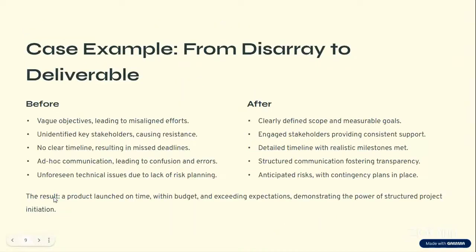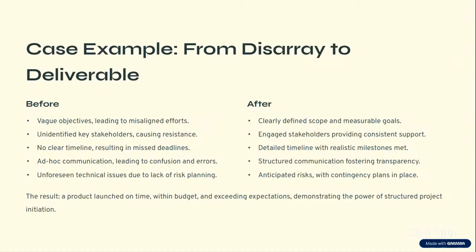Then for a case example, we'll look at a project that doesn't implement proper initiation phase versus a project that does implement proper initiation phase. So first of all, in a project where your initiation phase isn't well structured, isn't well done, you get to see that there are vague objectives leading to misaligned efforts, unidentified key stakeholders, which causes resistance in the future, no clear timelines resulting in missed deadlines, ad hoc communications leading to confusion and errors.